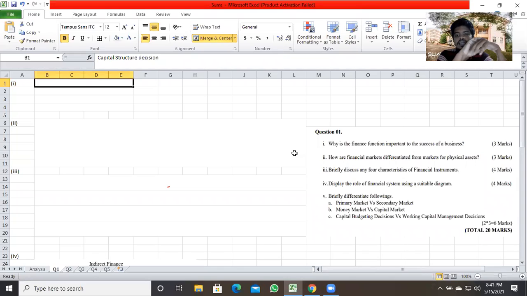Now, why is the finance function important to a successful business? Simply, the fundamental objective of financial management is to increase the wealth of owners.